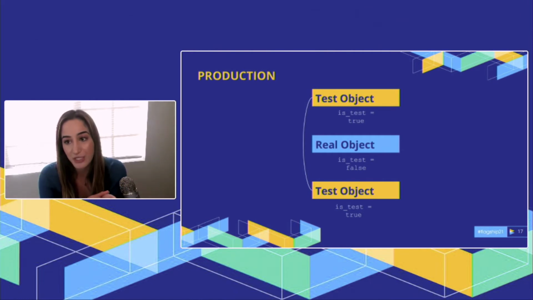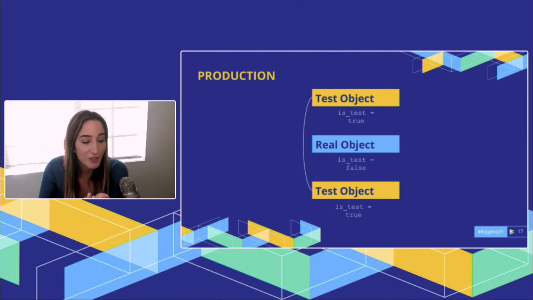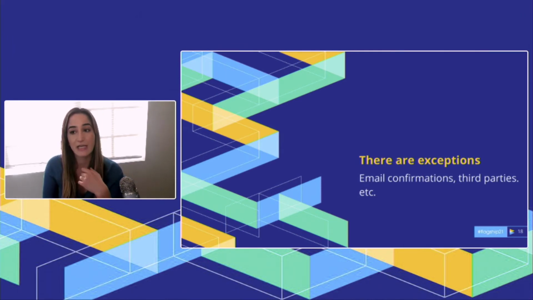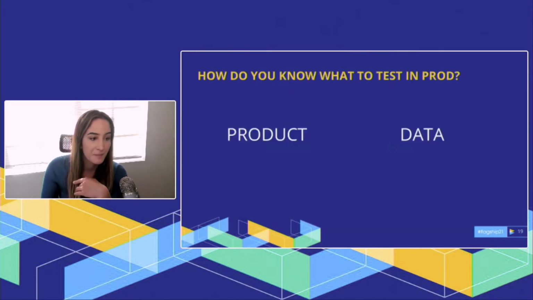There are exceptions. If your software is integrated with a third party, it can be tricky to test, but what you can do here is create a unique header in the API request that you send to the third party and say, hey, any request that you get with this header is a test, and I want you to treat it in this other way.